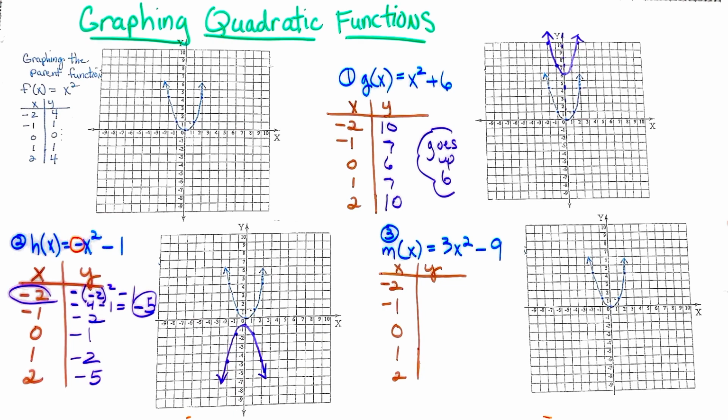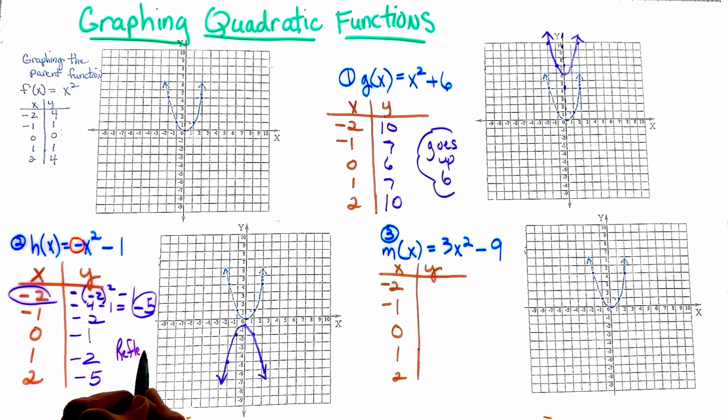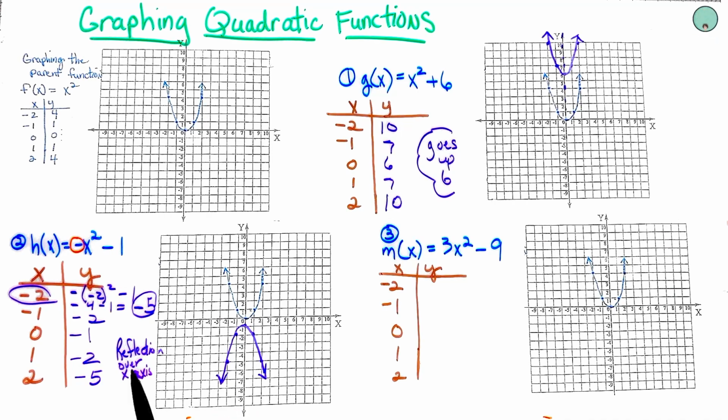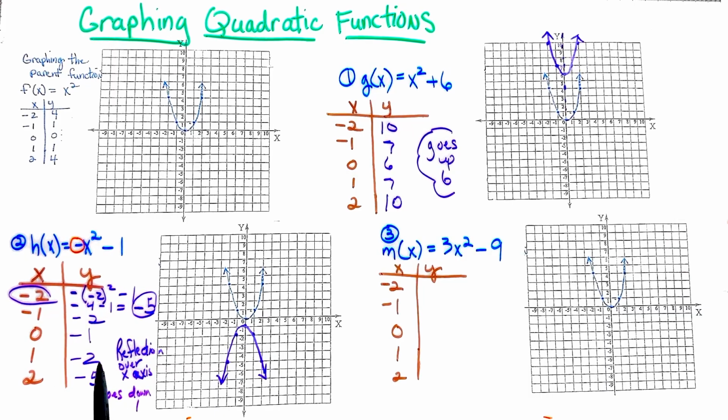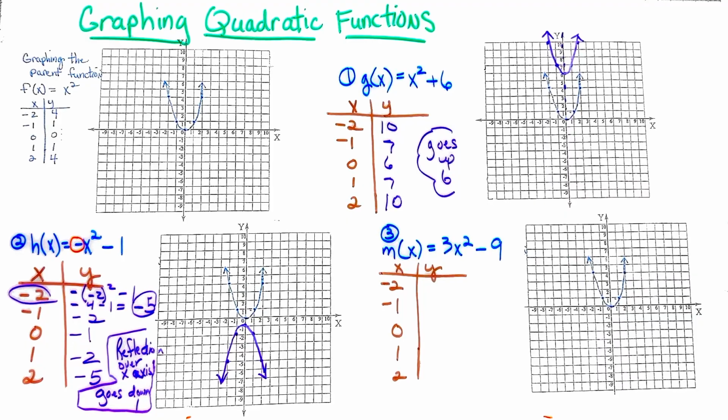So what happened between the parent and our new parabola? We can see that we have a reflection, and that reflection is over the x-axis. Whoops, x-axis. And then notice it also does shift down 1. So it goes down 1. You can have more than one thing happen to your parent function. So this one actually had 2 things going on. All right, let's look at the last one.